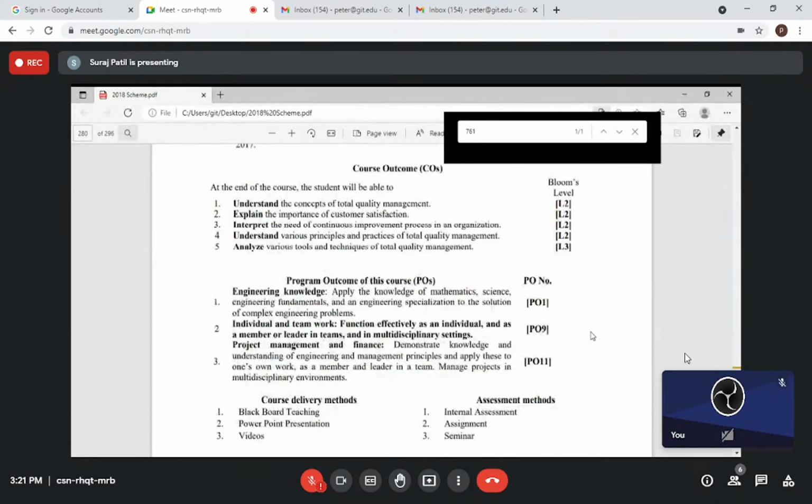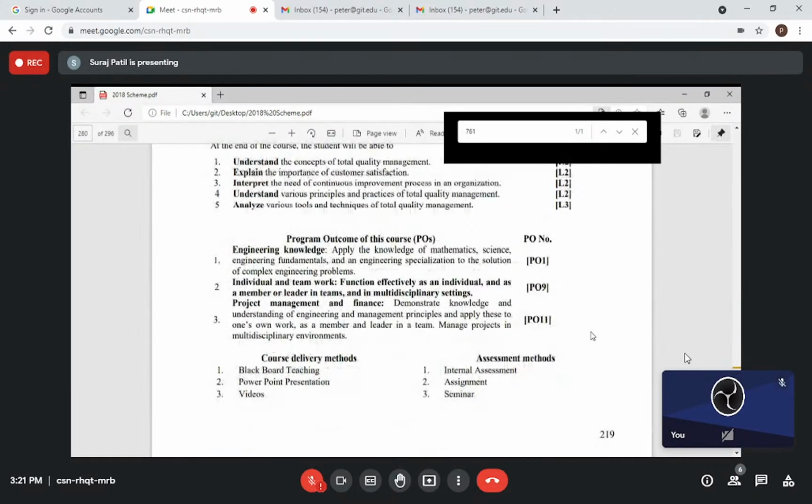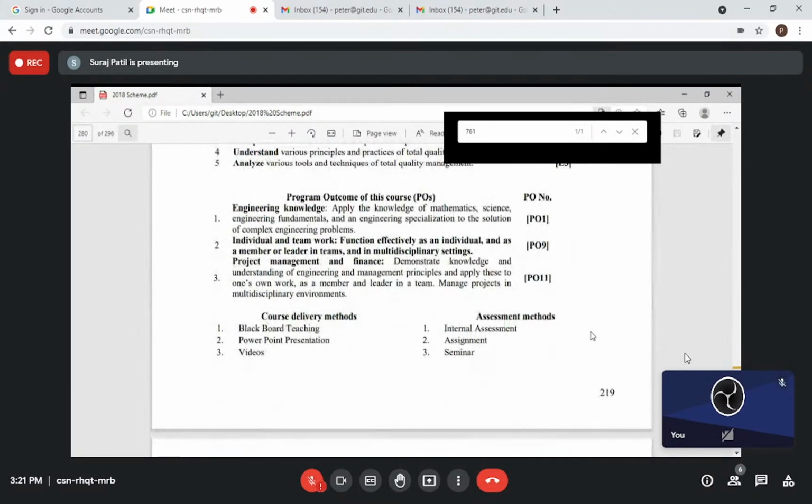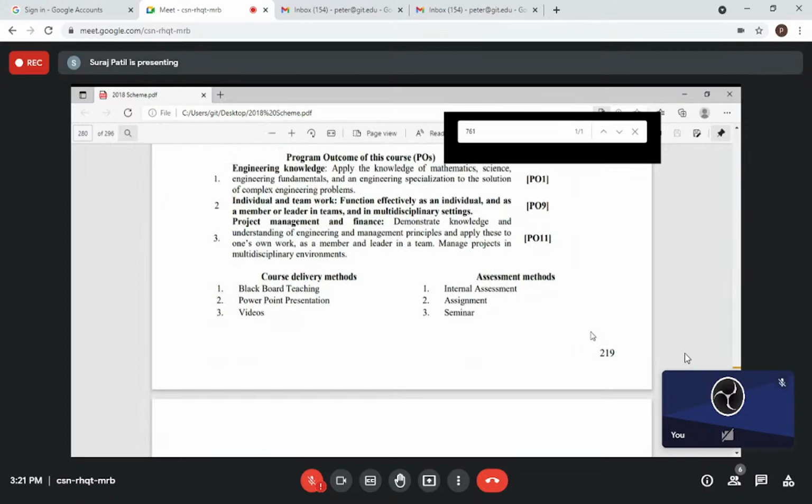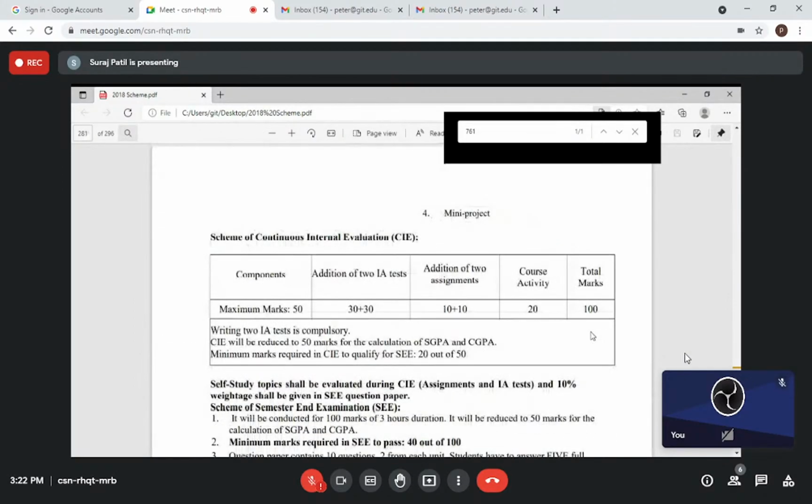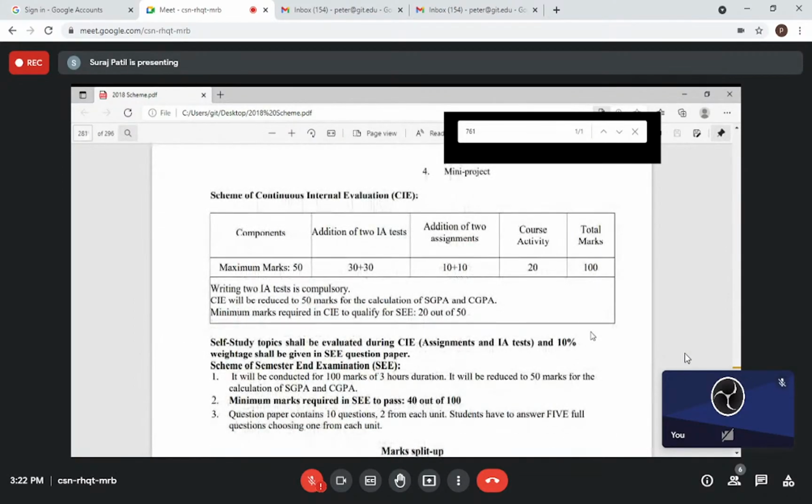And then these are the course outcomes. Here you don't have many mathematical problems in this subject. It is all about the theory. And there is a scheme of continuous internal evaluation. This is the standard one.